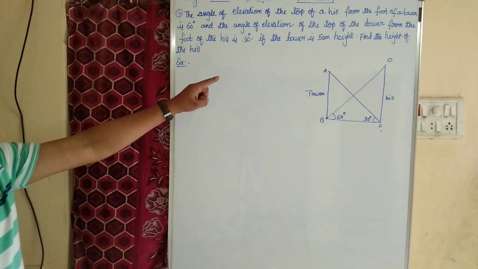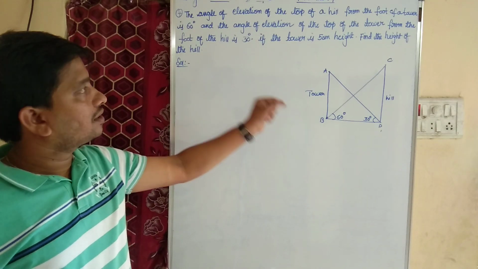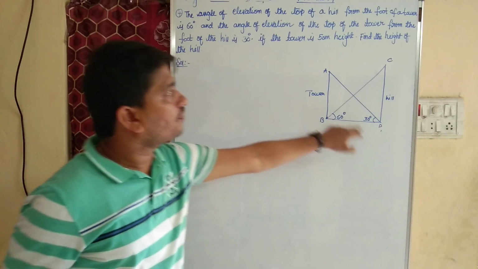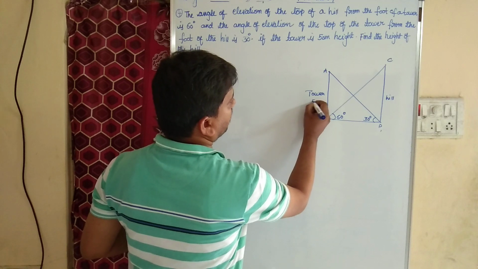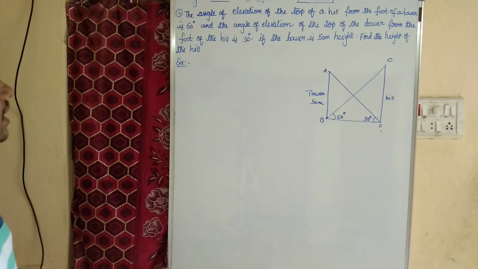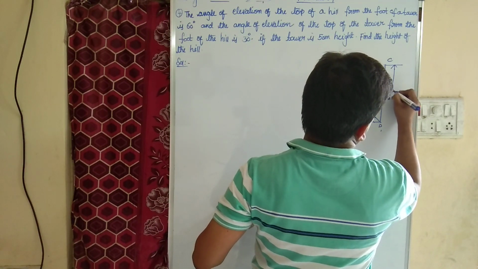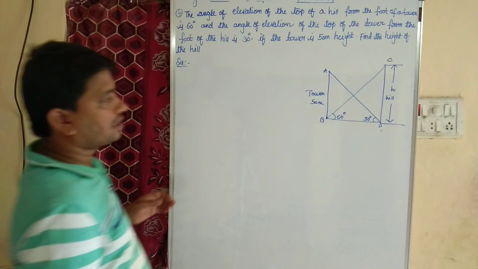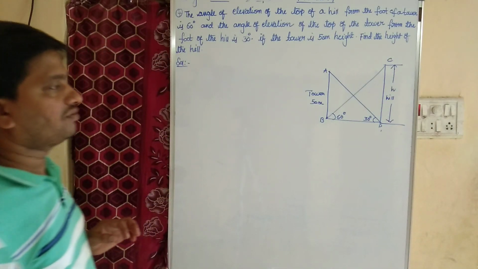Children, did you understand the question? First one is the angle of elevation of the top of the hill from the foot of the tower is 60 degrees, and the angle of elevation of the top of the tower from the foot of the hill is 30 degrees. If the tower is 50 meters high, find the height of the hill. Right? Okay children. If you find the distance between B and D, we can easily find the distance CD, that is the height of the hill.